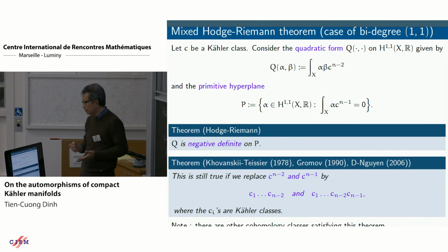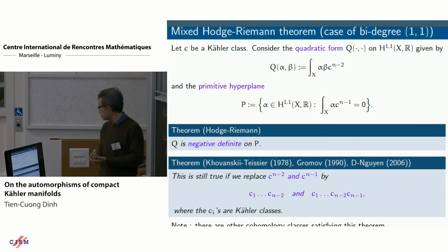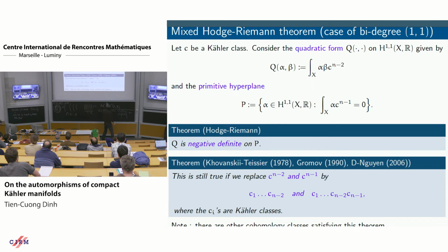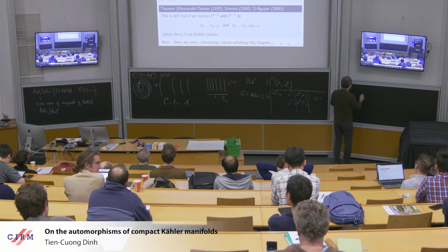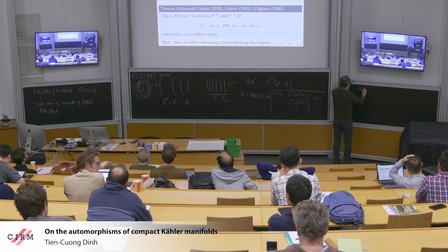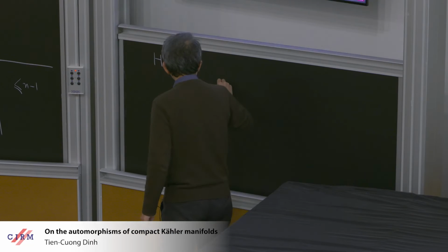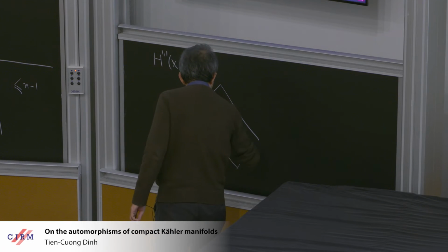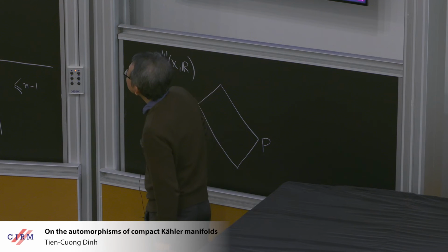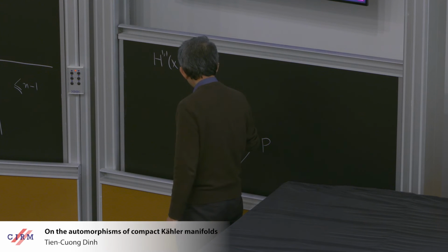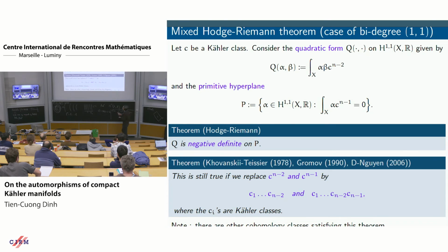So assume that C is a Kähler class. And then you define the quadratic form Q on H^{1,1}. So Q is given by this formula. Here, in my picture, is H^{1,1}, which is R. And then you define the primitive hyperplane P, which is a primitive hyperplane in this cohomology group. It is given by this formula.